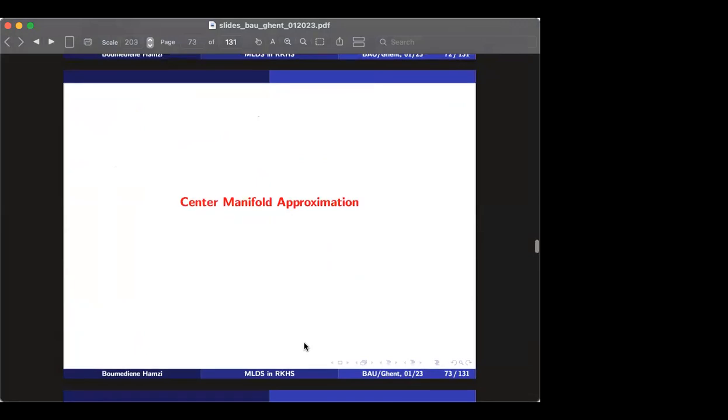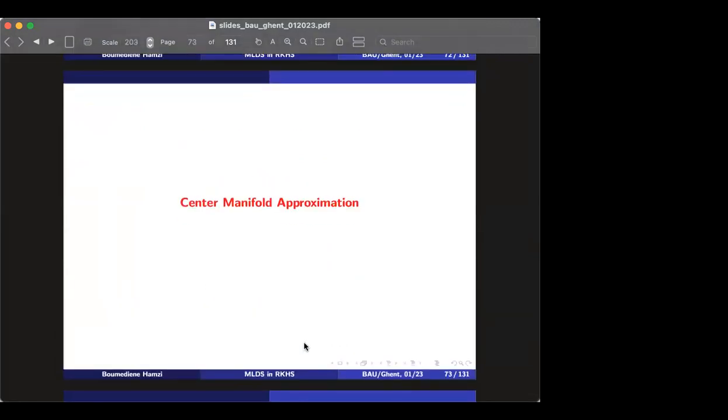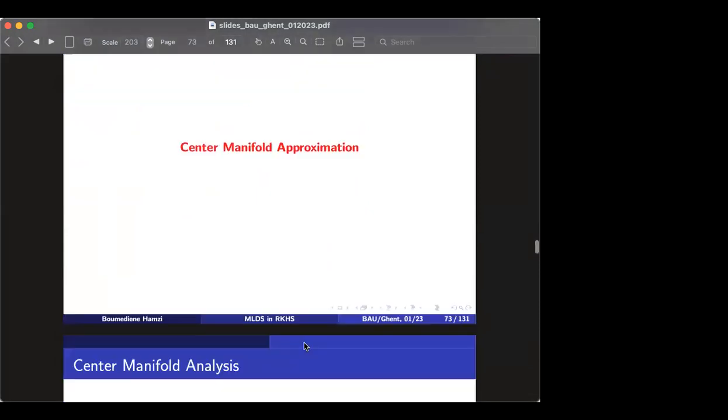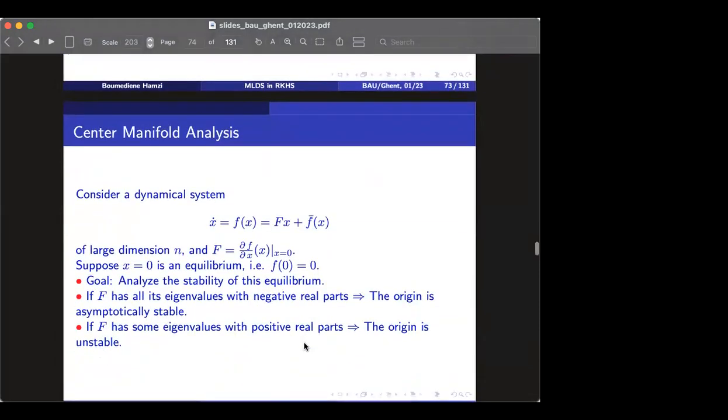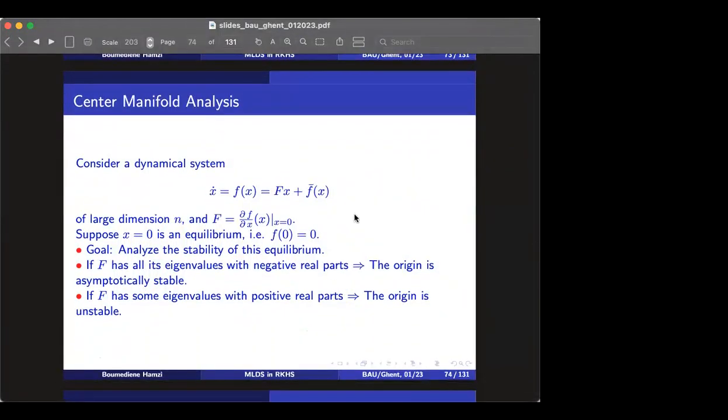So maybe I'll just move on to the next topic. Remember, we are talking about prediction and short-term behavior, but we can also look at long-term behavior, and for example, have a data-based version of the center manifold theorem that we are seeing here.